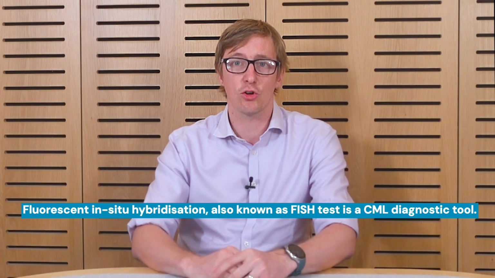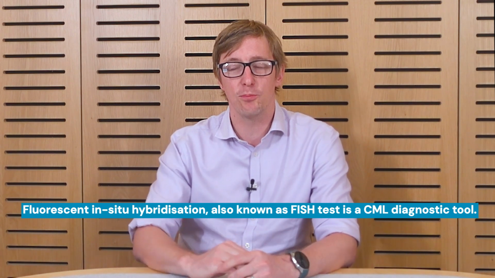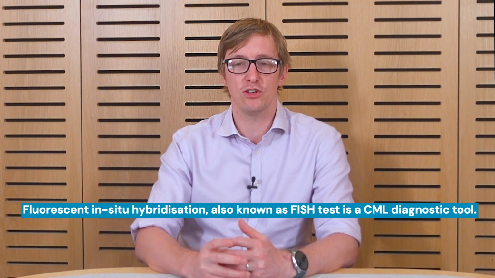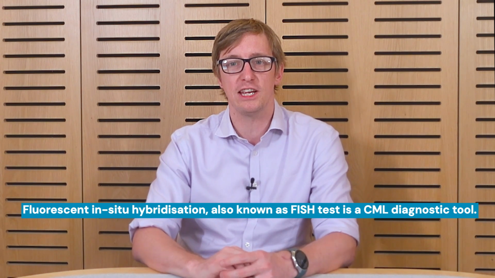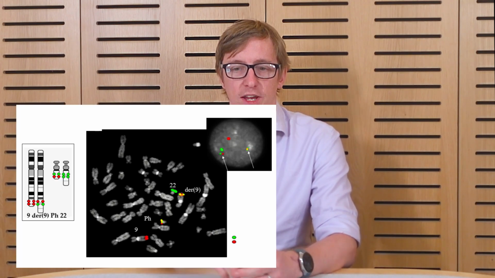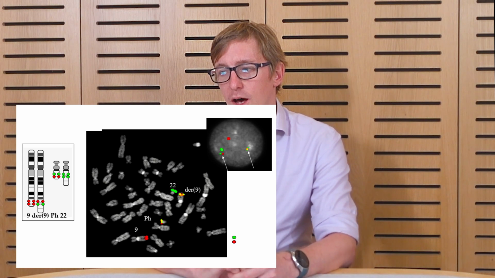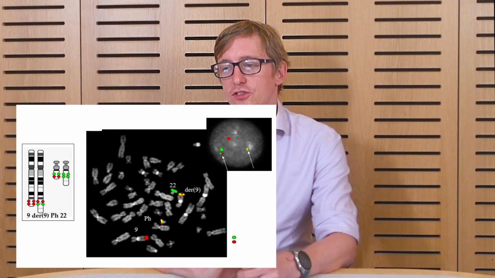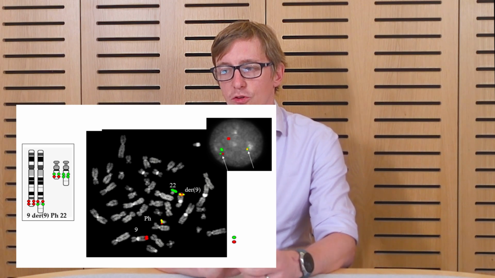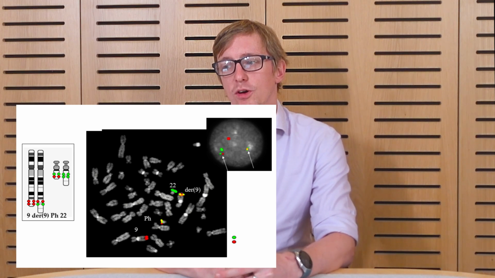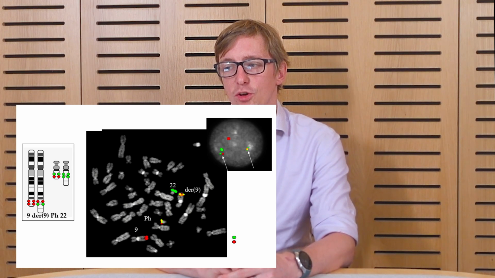I'm sure you can look that up in detail if you want to know more, but very simply, we have these colored probes which stick to the right genes on the chromosomes, on the DNA. So we have a green probe, which will be to ABL1 on chromosome 22, and a red probe, which will stick to BCR on chromosome 9.